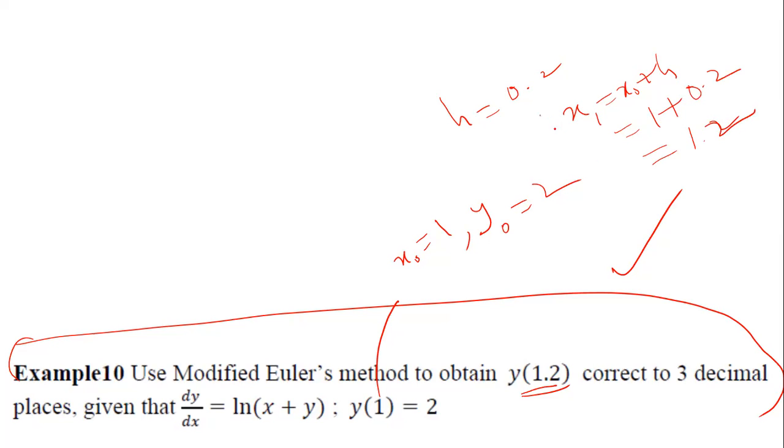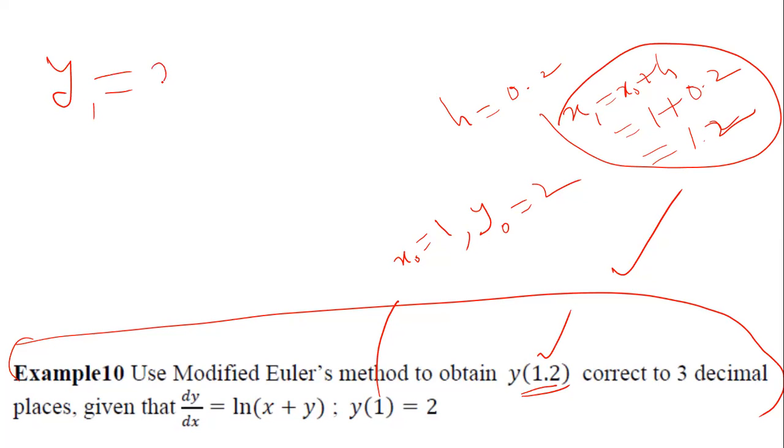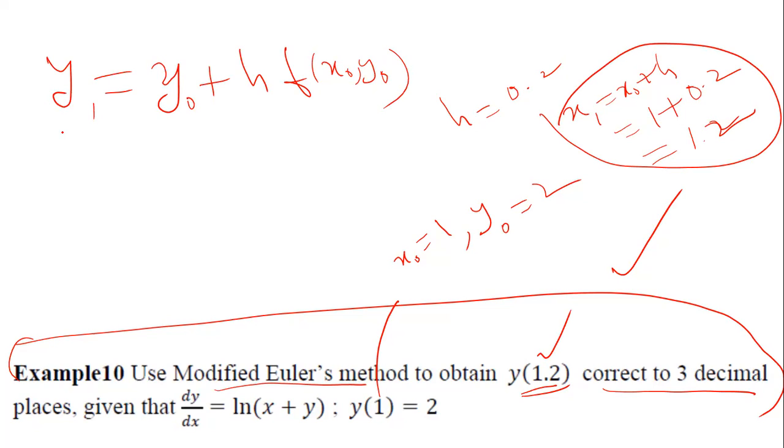So once you have x1 as 1.2, you can find your y1. y1 you can obtain using the Euler formula, y0 plus h f of x0, y0, right? Then using the modified Euler formula, you can find a more accurate result, correct up to 3 decimal places. You can simply use y1 first iteration. This will be y1.